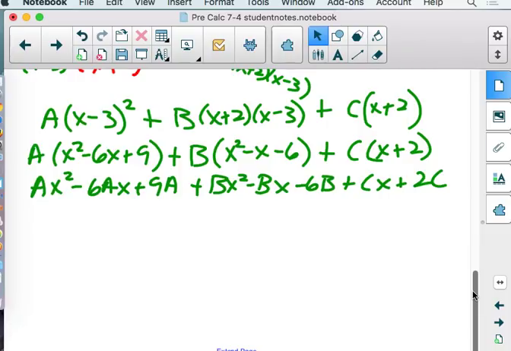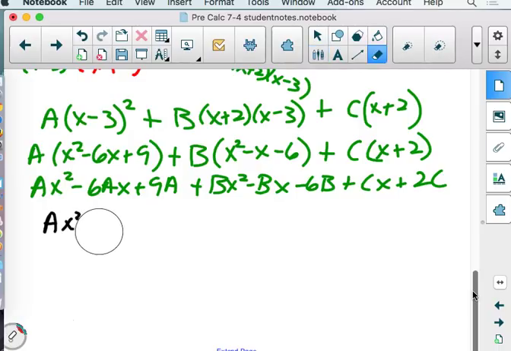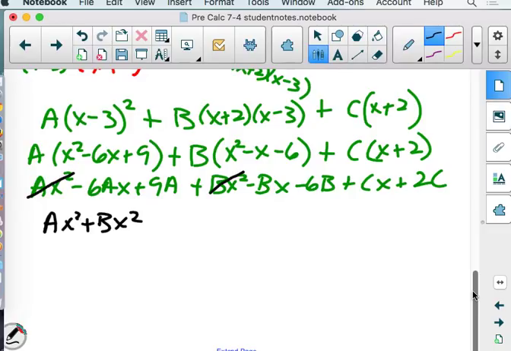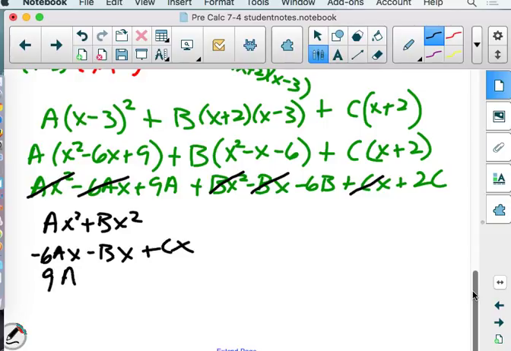And now we can go ahead and set these up. We're going to do our roundup, and we'll notice we have ax squared plus bx squared. So there's our x squareds. And then we have the x's, which is minus 6ax minus bx plus cx. And then all of our constants, 9a minus 6b plus 2c. And we go back up to the top and see that we had 5x squared, so this will have to equal 5x squared. Then we had negative 21x, and we have 13.